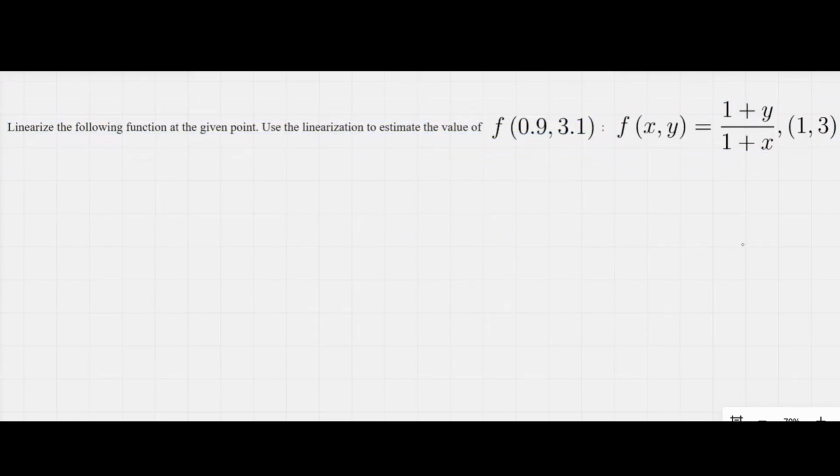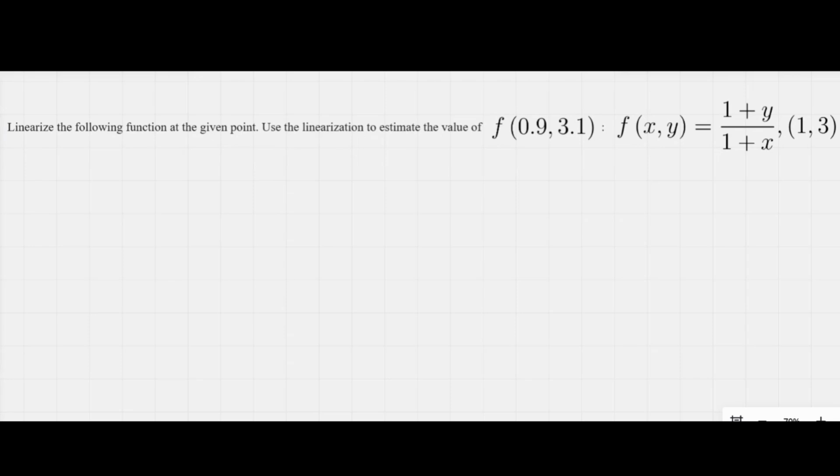Alright, this problem is asking us to linearize the following function at the given point, and then to use the linearization to estimate the value of f(0.9, 3.1). And the function we are given is f(x, y) equal to (1 plus y) over (1 plus x) at the point (1, 3). Alright, so in order to do this, first we need to calculate the linearization at the point (1, 3).